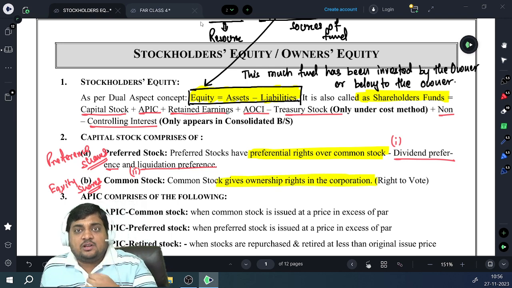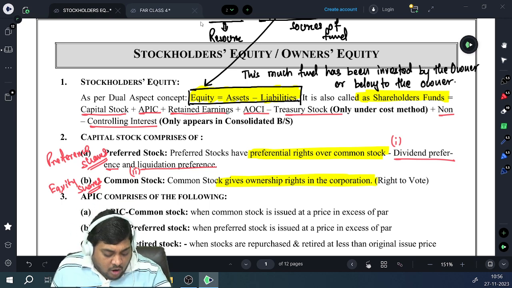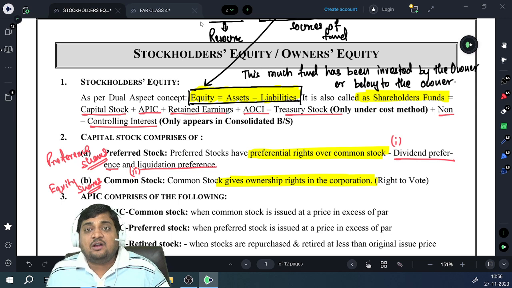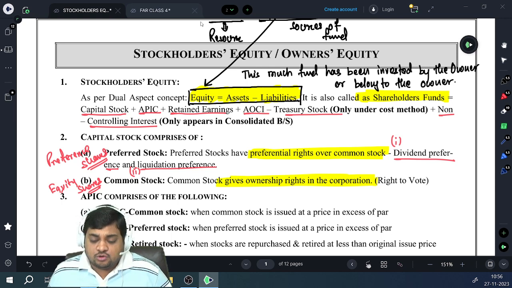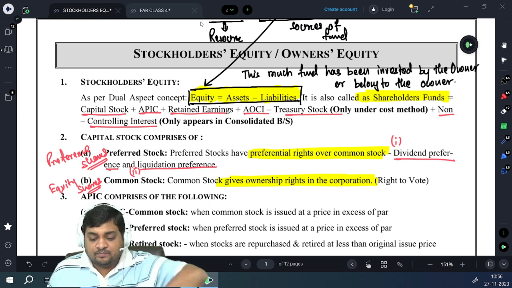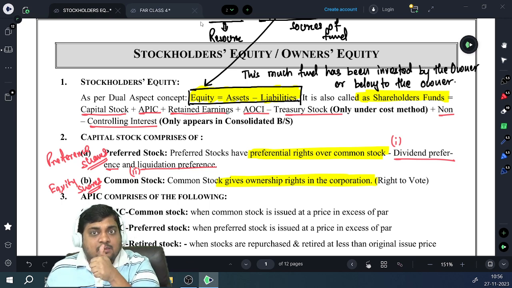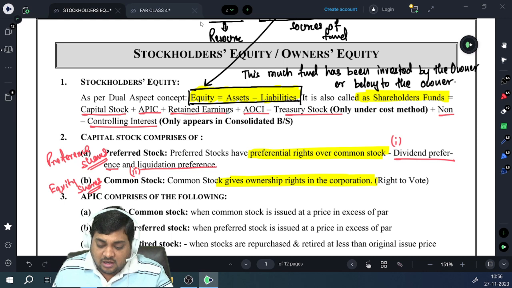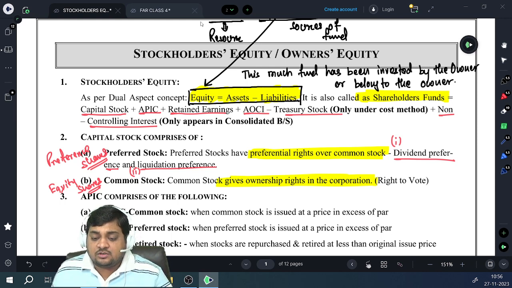Now, all the residuary profits belongs to the common stockholders, and in case of winding up, whatever is left after paying all the liabilities and preference stockholders, that belongs to the common stockholders, right? So capital stock comprises of two things. Number one, preferred stock. Number two, common stock, right? So this is one of the component of stockholders equity, right?